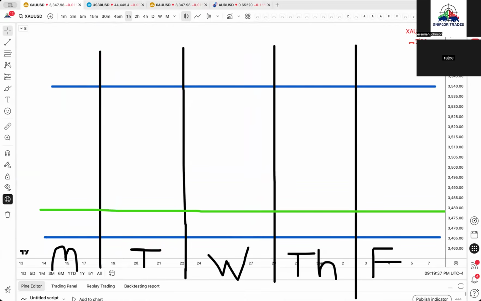Let's just say that this is our week. The green line is Friday's closing price. So just to make that very plain, Monday is the opening range. So every week starts from Monday. Every week is potentially a Monday to Friday template.